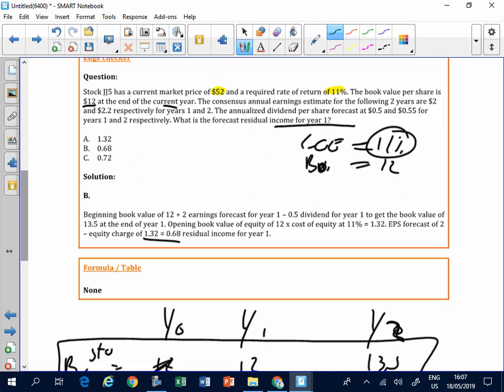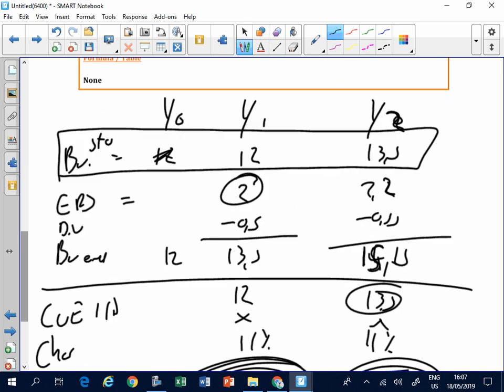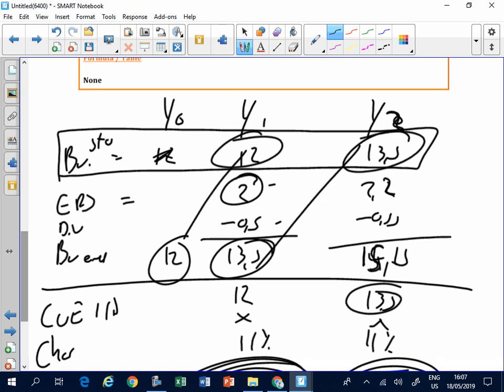The important thing is you have to work out the beginning book value of every single year. That's why I had to go through this table. So 12 plus 2 minus 0.5, that carried over. That's your start that you calculate your charge from, the charge that you need to get. And then once you've worked that out, you work out the residual income, because you have your EPS.